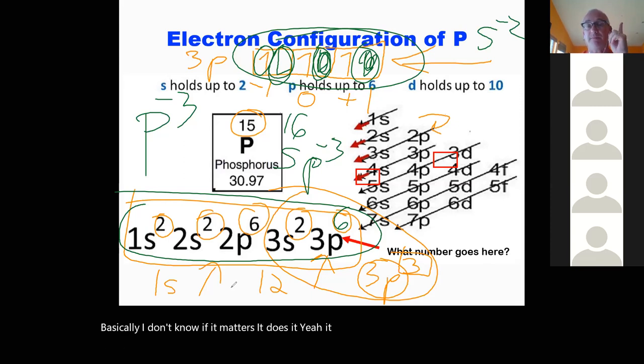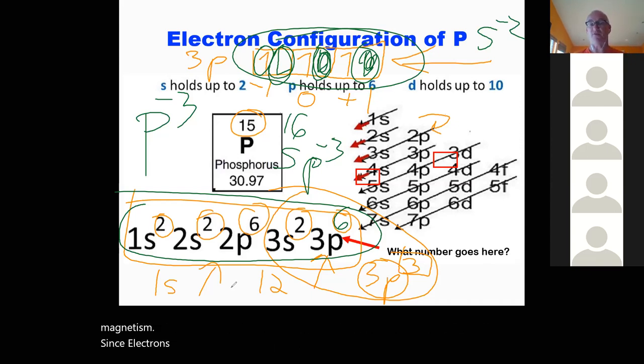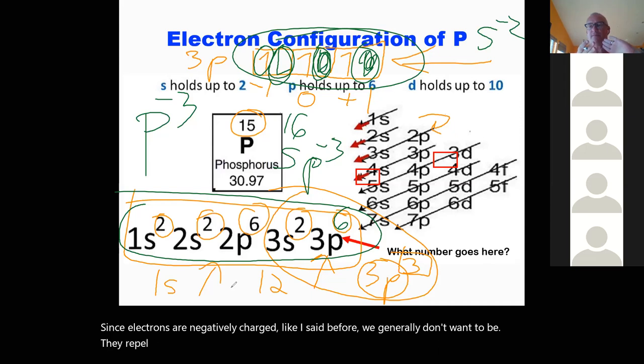It does matter. It matters when it comes to magnetism. Since electrons are negatively charged, like I said before, they repel each other, right? So if we have, quickly, let's clear that for a sec.